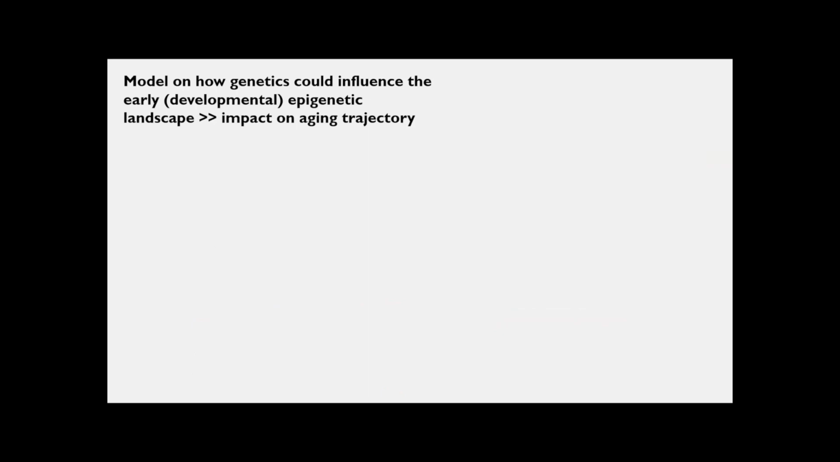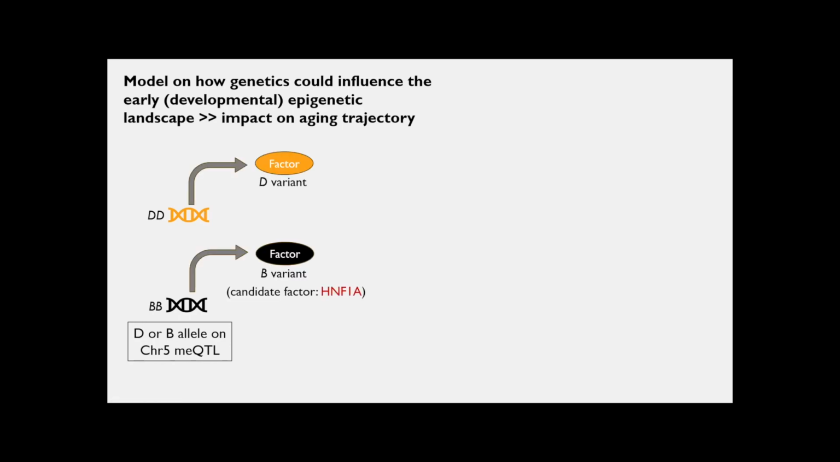So that observation has led us to a model or a hypothesis on how your genetics could influence the epigenetic landscape that's formed during early development and how this can impact your aging trajectory. So the model is you have a genetic variant, right? You have chromosome 5, there's this mQTL that comes in a B allele or a D allele. And this genetic region produces a certain factor. We're not sure what that factor is, but right now my favorite possible candidate is a transcription factor. And one of the reasons why this is my favorite is because many of the CpGs that are trans-modulated by this QTL happen to be in downstream targets of HNF1A. And many of the CpGs are located in sequences that have binding sites for the hepatic nuclear factors.